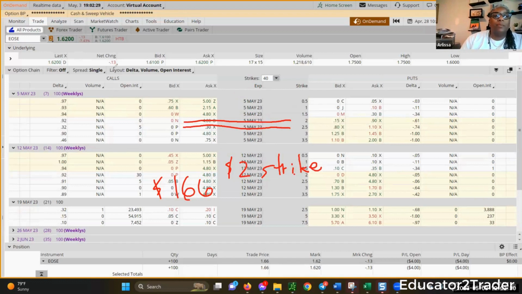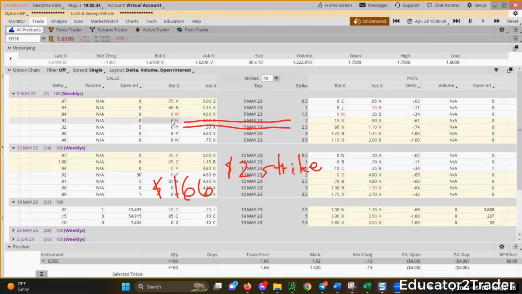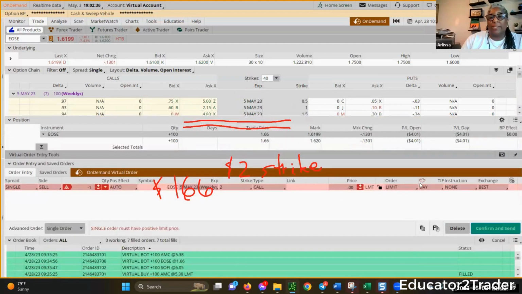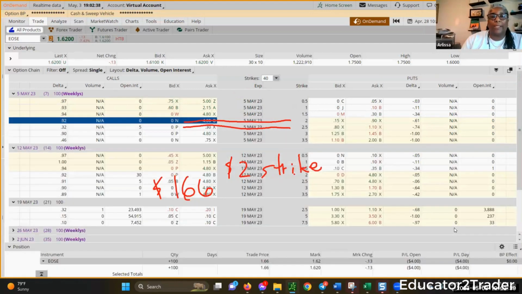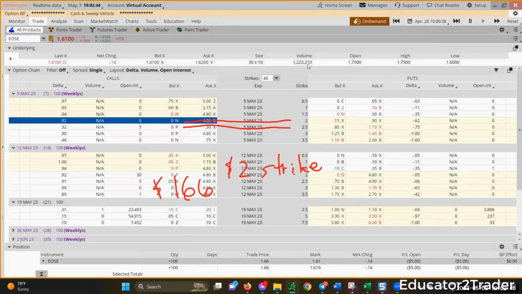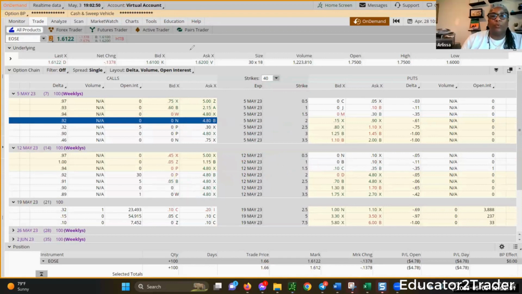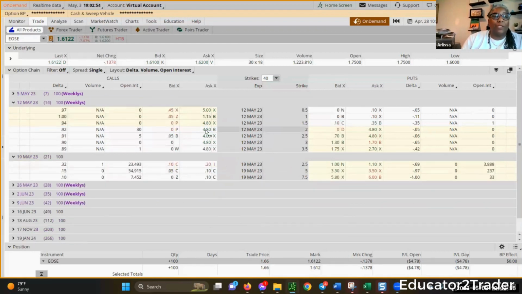There ain't no money, baby. There's a 0 there. There's no money to collect on those strikes. Price is $1.62. If there's no money, you can't trade what's not there. So that means we need to go out further in time. This is something you see when you're dealing with lower price stocks. There may not be as much volume, or there may not be the strikes you're looking for.